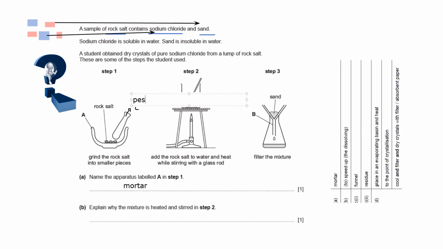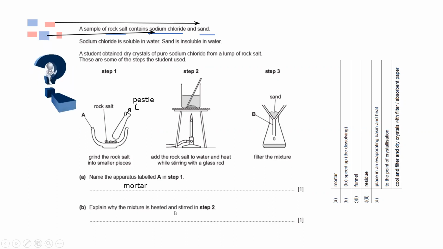You have to learn the labels of the apparatus as well. That we will do in the last part, after completing the discussion of this chapter, this topic. We'll discuss the different types of apparatus used in the lab. So this is mortar and pestle.